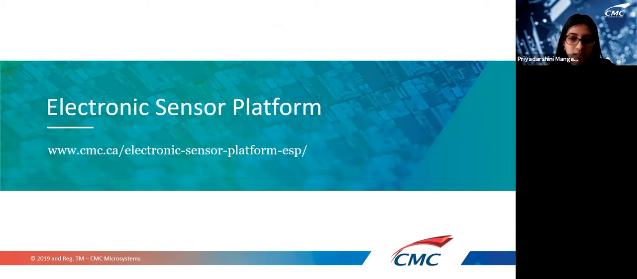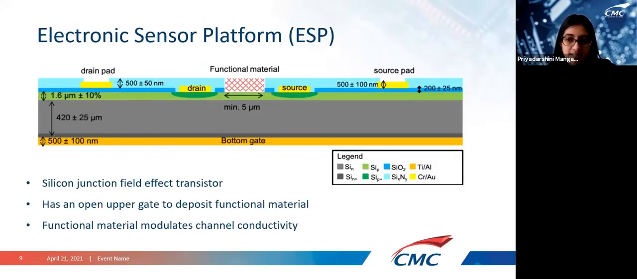At its core, the electronic sensor platform, or ESP, consists of a silicon junction field effect transistor. In this technology, the transistors are delivered without an upper gate, which allows the integration of a functional material directly onto the semiconductor channel. The functional material acts as the upper gate to modulate the channel conductivity. This image shows the silicon JFET with the different layers. Now, this flexibility in depositing the functional material of your choice makes this platform suitable for a plethora of applications.